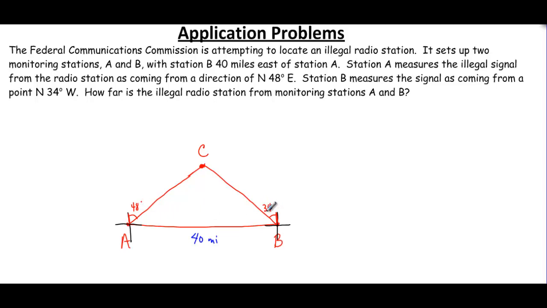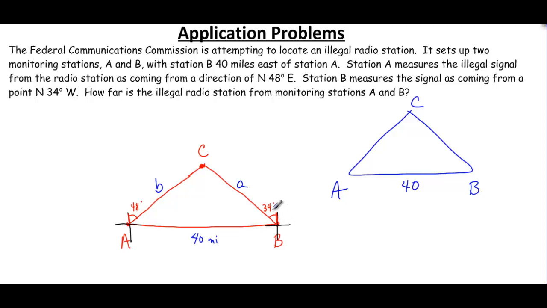How far is the illegal radio station from monitoring stations A and B? So what I'm looking for is little b and little a, if I was going to actually solve. But how do we actually use this information to help us get to the parts of a triangle? Because remember, our goal is to have this triangle, ABC, and the only thing so far I know is side length AB. I don't know any angles inside my triangle. So how do we use the bearings to help us get to the part that we already know how to do?